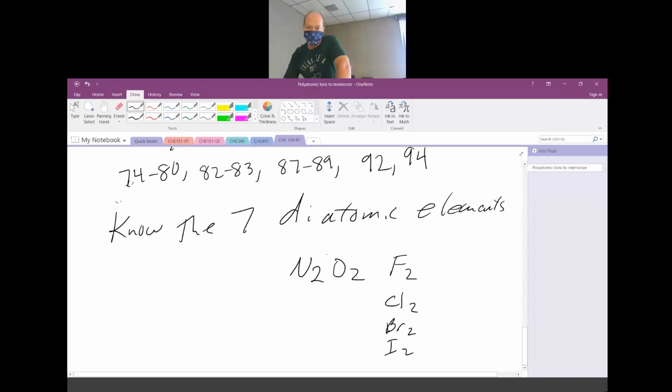What's nice about that is the 7 diatomic elements makes a nice 7. However, when you add these up, you only get 6. Do not forget that hydrogen is also diatomic. So those are your 7: nitrogen, oxygen, fluorine, chlorine, bromine, iodine, and then the 7th one is hydrogen.